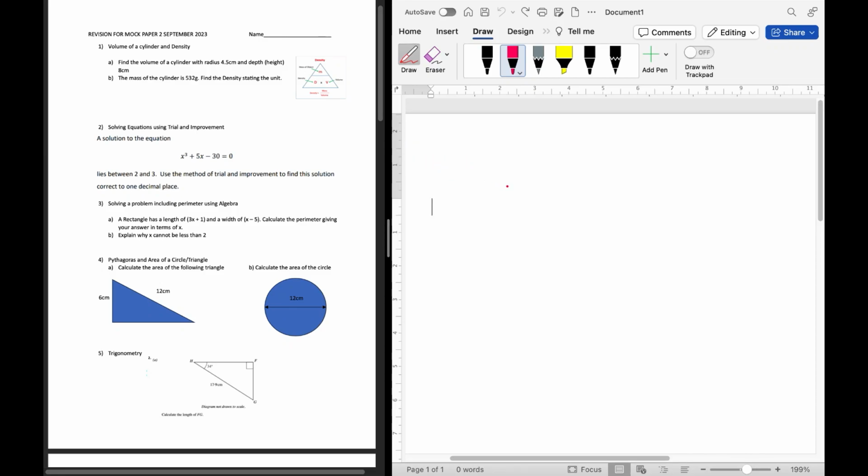Right, so the volume of a cylinder. The volume of a cylinder is equal to pi r squared, which is the circle at the top of the cylinder, and you can either write h, just tag it onto the end, or times h, the height. So in our question, we have pi times a radius of 4.5 squared times a height of 8, and the answer to that will be in centimetres cubed.